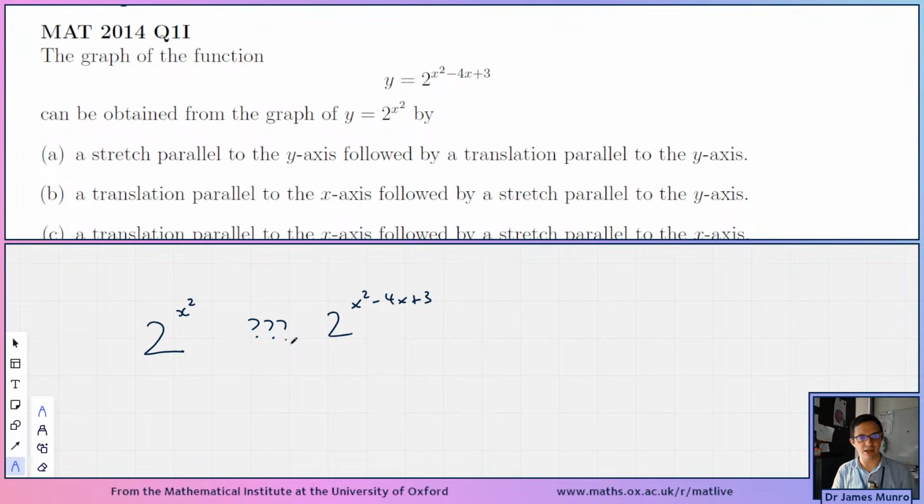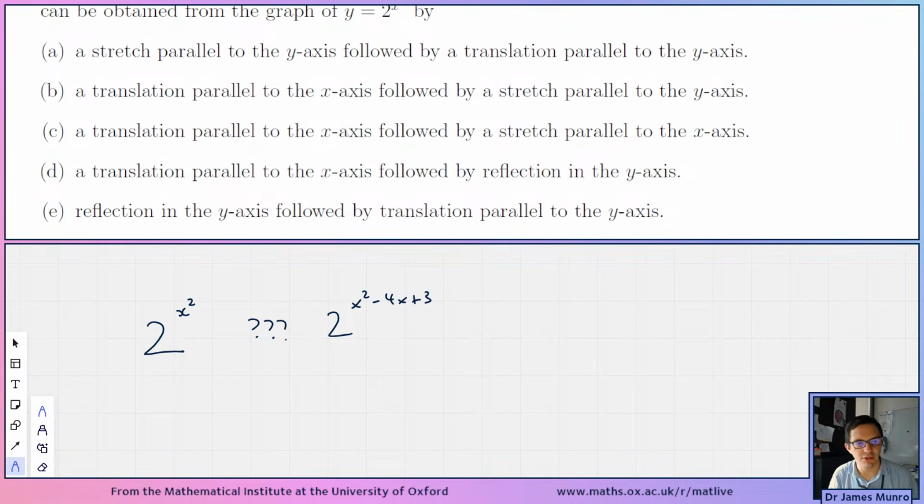Over to you, chat. There's several options. I've got some of them on the screen there. That maybe you could describe the kind of transformations. What I'm more interested in is not exactly what the transformations are to get from 2 to the x squared to 2 to the x squared minus 4x plus 3. I'm interested in how you discovered it or how you approached checking these different options. Let's quickly have a look at them. So there's 5 on the page there. Some of them talking about reflections, some of them talking about translations and stretches, parallel to different axes, kind of all the transformations that you know about. How did you find it? How did you do stuff?